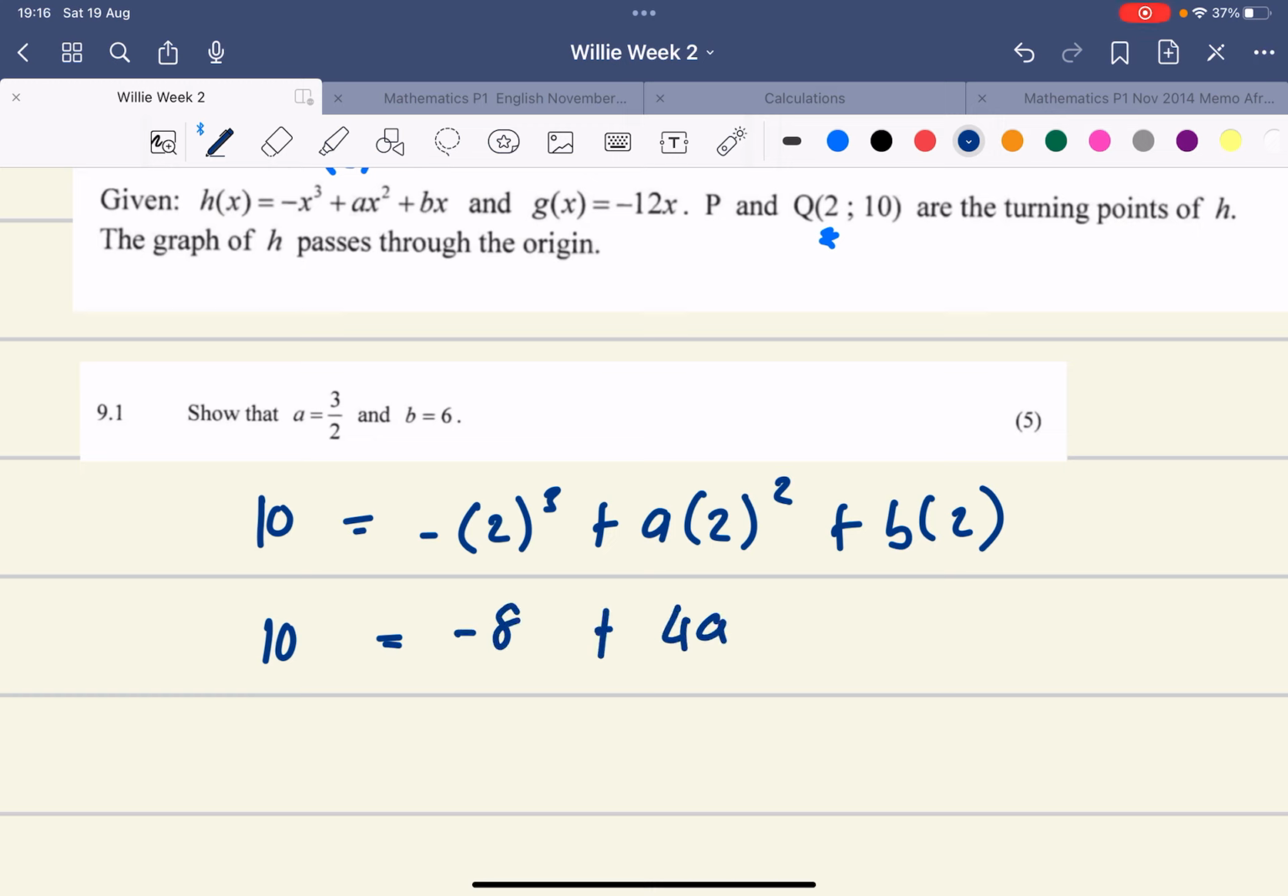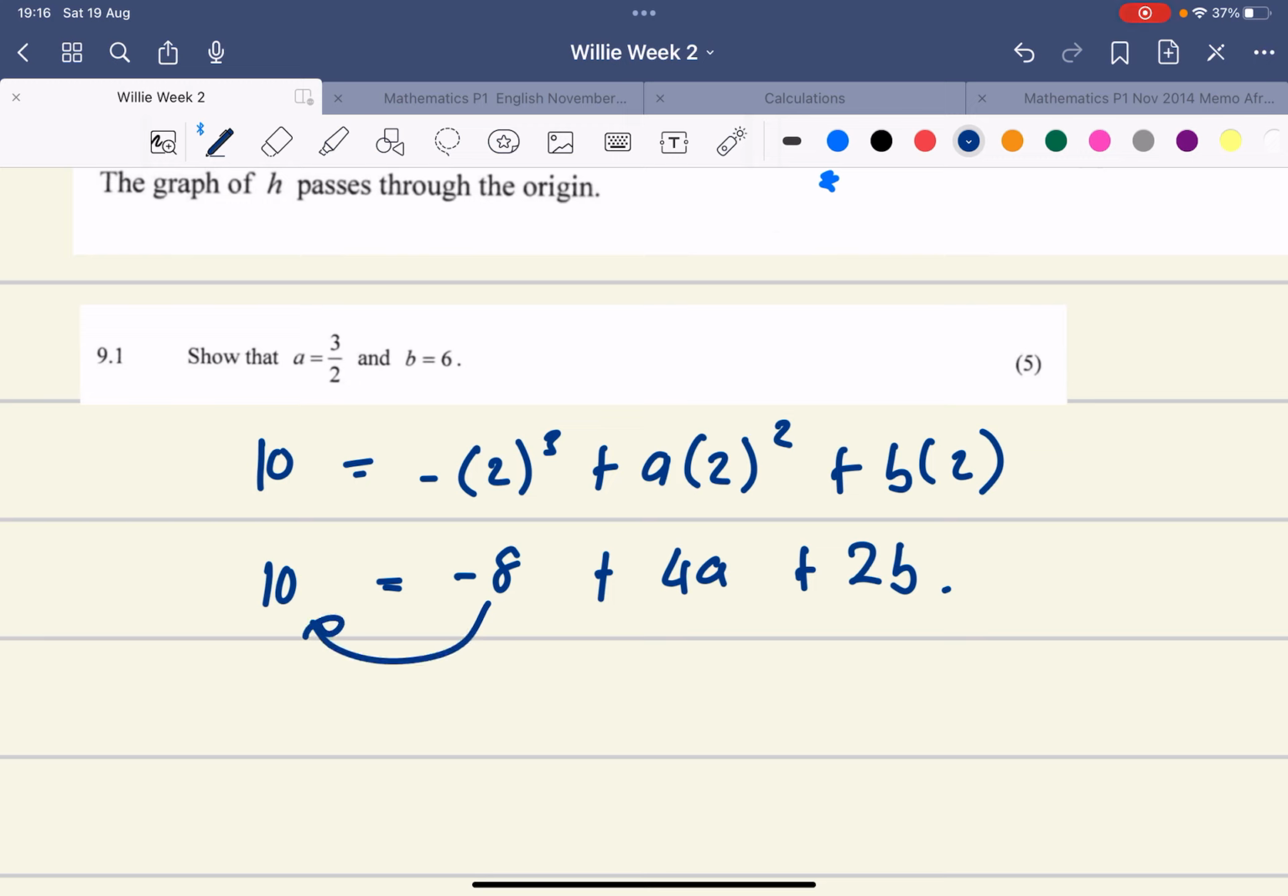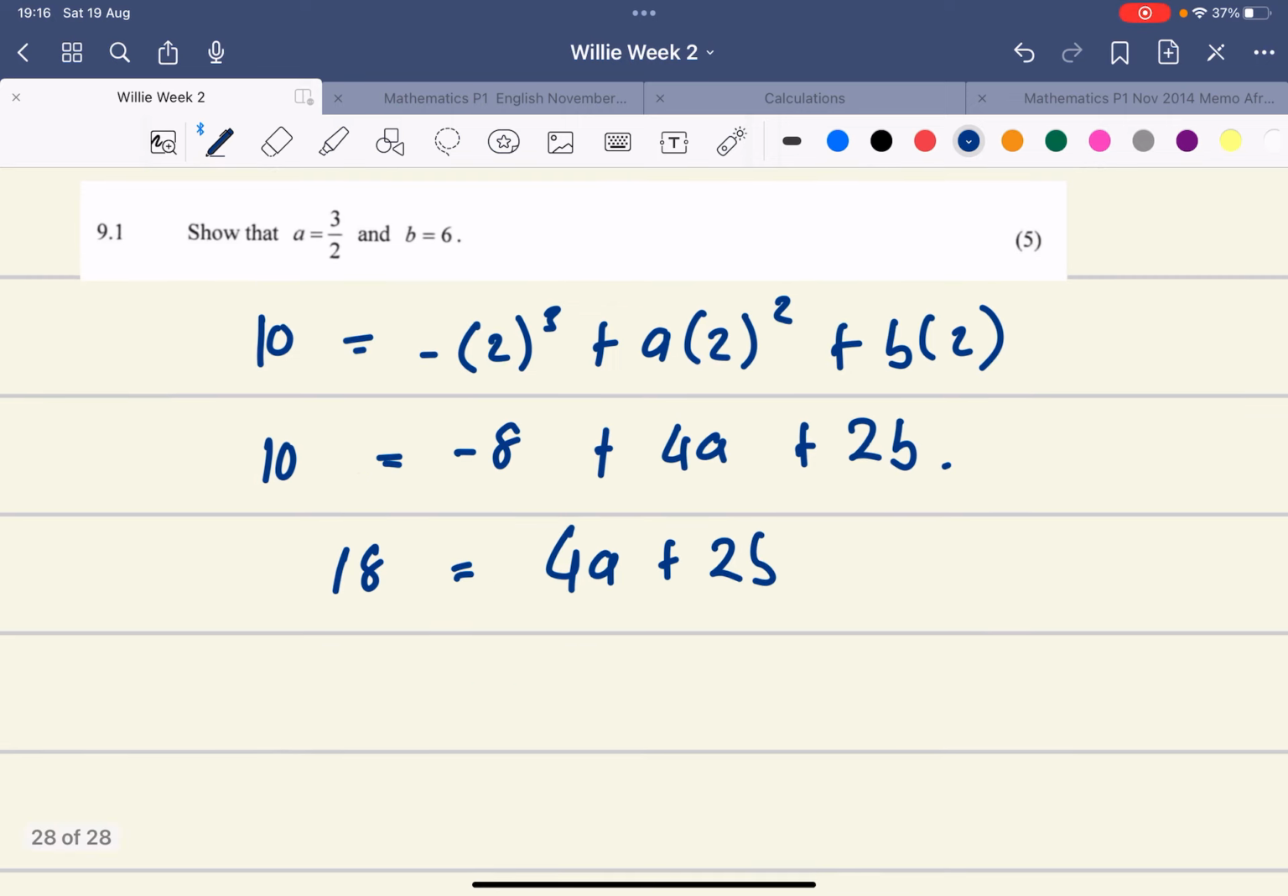Okay, we can simplify this. 10 plus 8 is going to give us 18 is equal to 4a plus 2b. And I'm going to divide everything through by 2, and we'll get b plus 2a is going to give us 9. Okay, so this is equation 1. Let me actually simplify this a bit further. That means that b is equal to 9 minus 2a. Okay, that might become useful later.